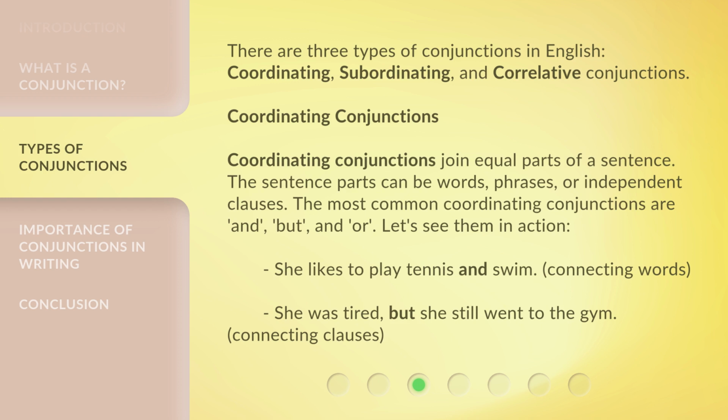Coordinating conjunctions. Coordinating conjunctions join equal parts of a sentence. The sentence parts can be words, phrases, or independent clauses. The most common coordinating conjunctions are and, but, and or. Let's see them in action. She likes to play tennis and swim. Connecting words. She was tired, but she still went to the gym. Connecting clauses.